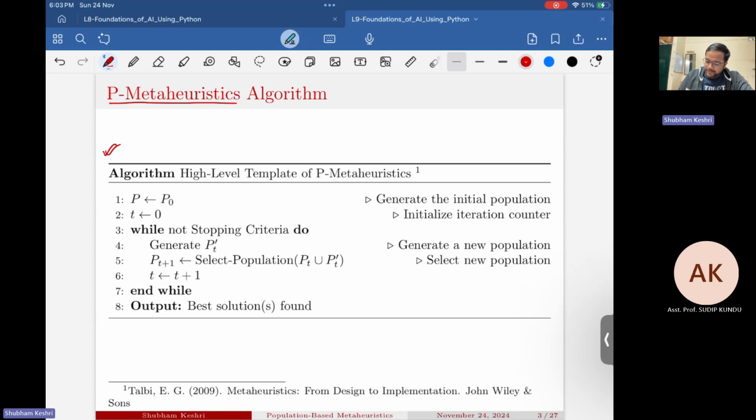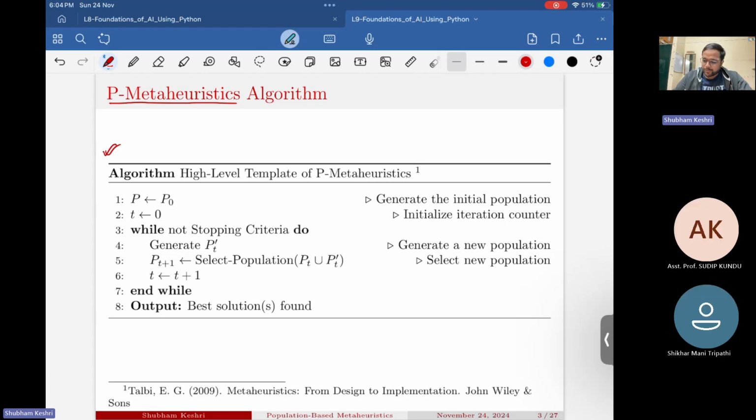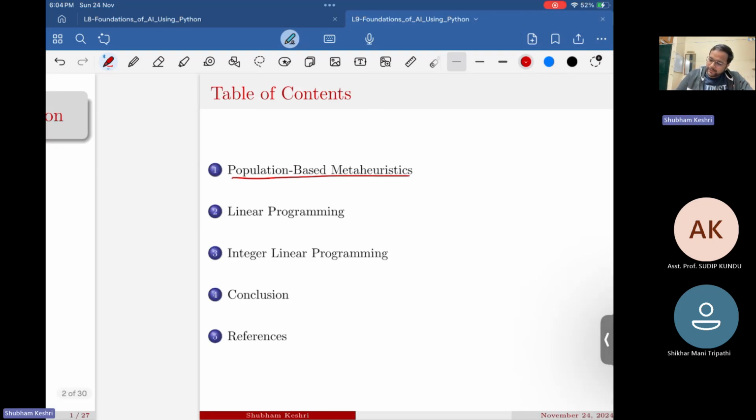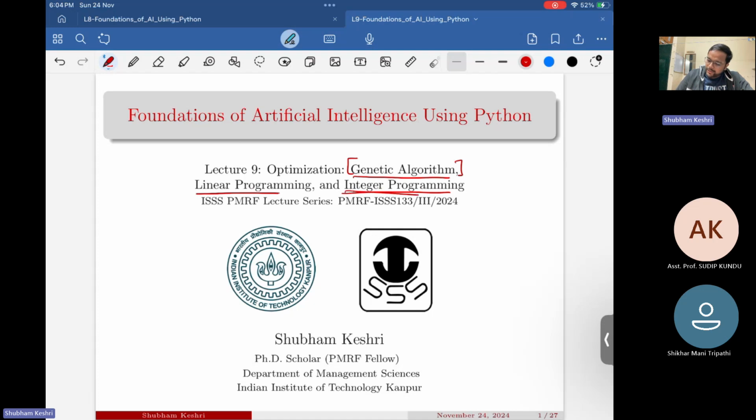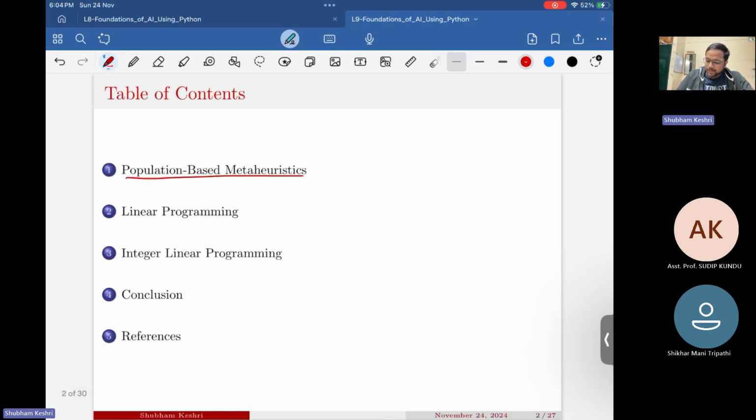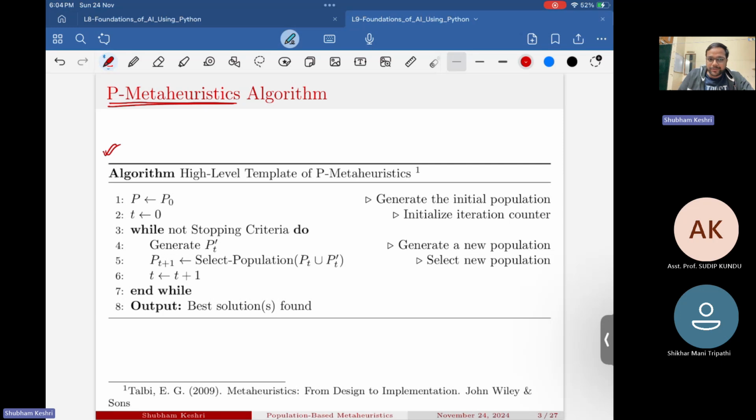Yes. So I had just started talking about meta-heuristics. In the last class, we were talking about single solution based meta-heuristics, and we saw local search and simulated annealing. And we couldn't complete population based meta-heuristics. So in this lecture, we'll cover genetic algorithm, linear programming, and integer programming. Genetic algorithm is an example of a population based meta-heuristic. The short form of population based meta-heuristic is written as P-Metaheuristic. And this is a high level template of how a P-Metaheuristic works.